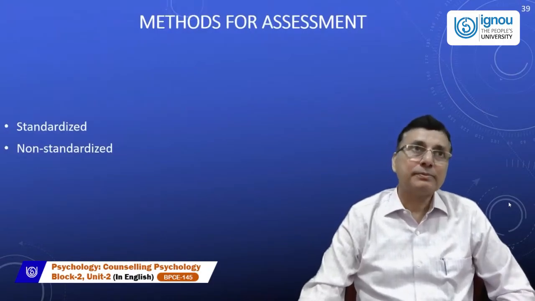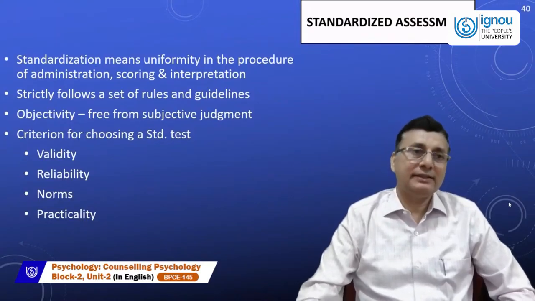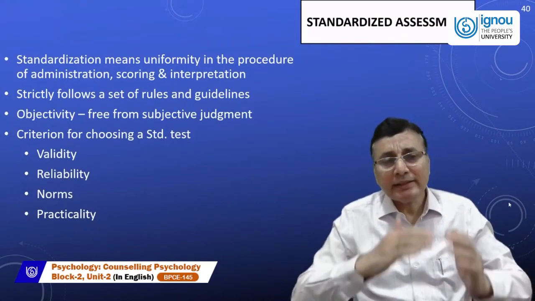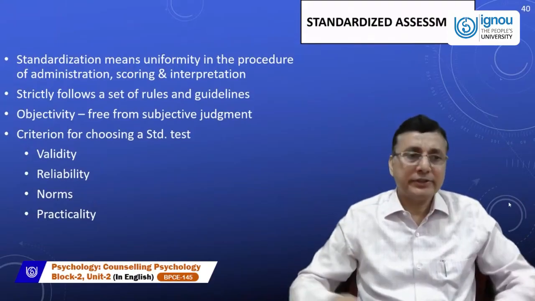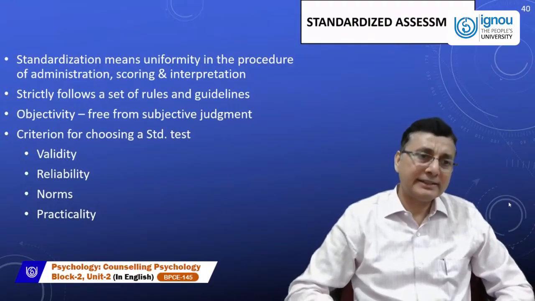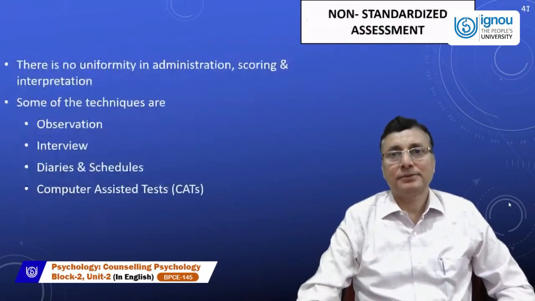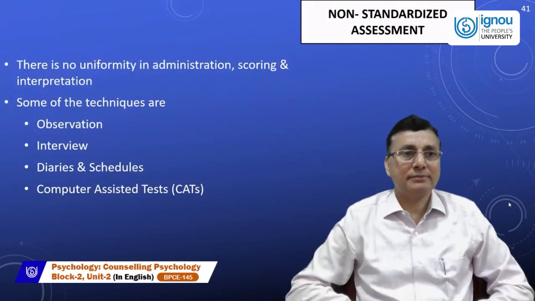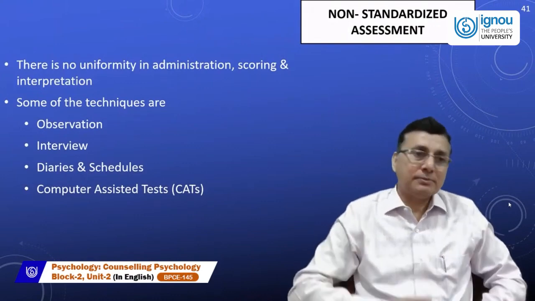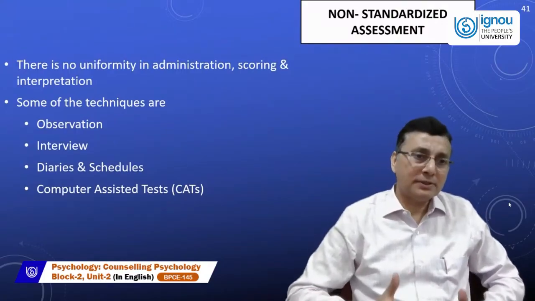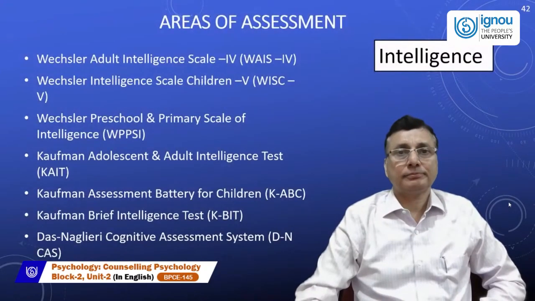There are two types of methods: standardized and non-standardized. As we have discussed, in standardized methods the processes are uniform, so there is no scope of deviation, and they are valid, reliable, norms are available, and they are practical to use. Whereas in non-standardized assessment there is no uniformity, so it is based on the experience of the counselor. Some of the techniques are observation, interview, diaries, schedules, and computer assisted tests.